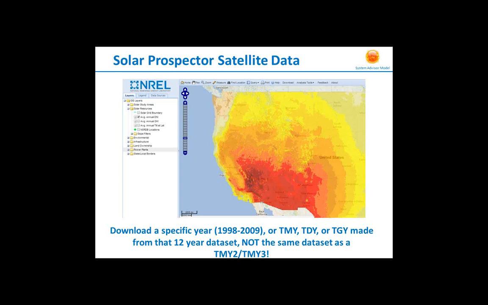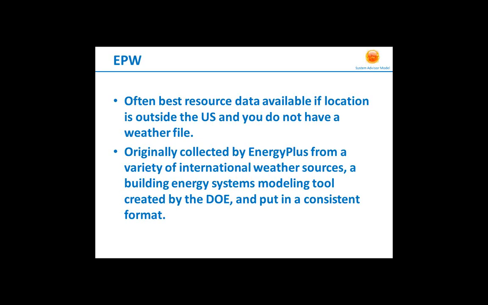Because SAM is funded by the U.S. Department of Energy, there is greater availability of weather data within the U.S. However, if you're modeling a project outside of the U.S., EPW files are the best files for use in SAM in locations where you're not able to provide your own weather file. They can be downloaded from the link at the bottom of the location and resource page and contain a variety of irradiance and meteorological information in the 8760 hourly format that SAM requires.